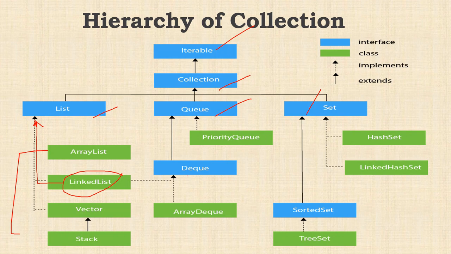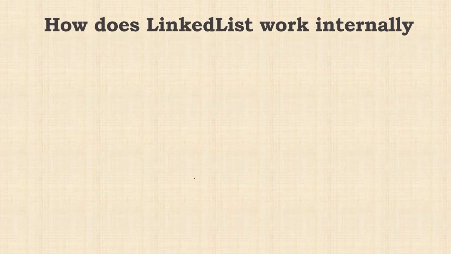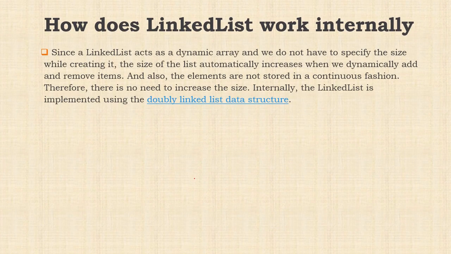Some of the methods will be from the List interface, and some of the methods from the Deque interface. So it acts like both, like Deque and List. It's a mixture of List and Deque. I showed you the complete picture of the collection, so it will be easy to understand. We are going to cover the next topic, which is how a linked list internally works.